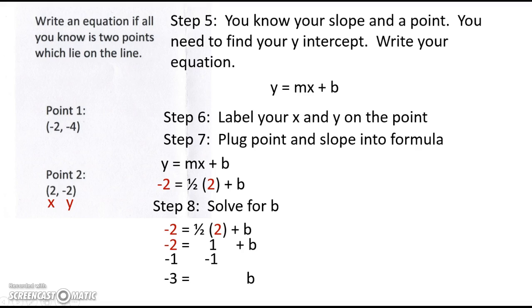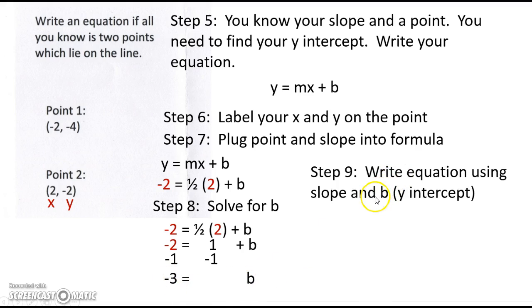So we know a point. We know our 2 points. We now know our slope, because that was 1/2. And we now know our b, which is our y-intercept. So now you're going to just make your equation. y is equal to 1/2x, which is our slope, minus 3. I'll give you about 30 seconds to write it down.